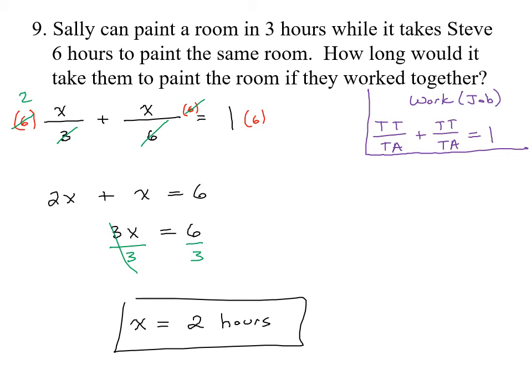So Sally can do it in 3 hours, Steve can do it in 6 hours, but if they work together, they can do it in 2 hours. So they're shaving off a little bit of time. Sally just a little bit, but Steve a lot.